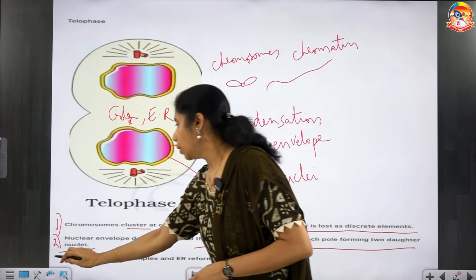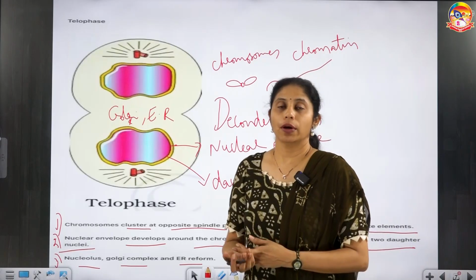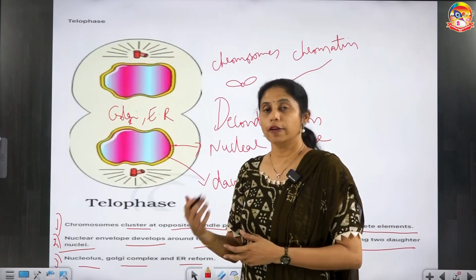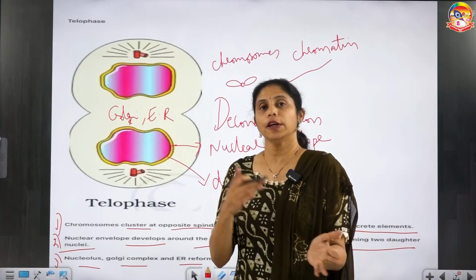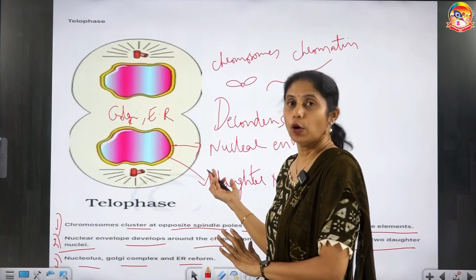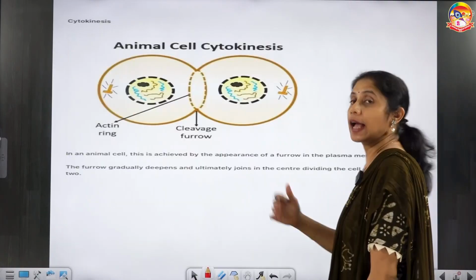Then the nucleolus, Golgi complex and ER are reformed, reappearing here. All these three events are exactly opposite to that of the prophase. So it is exactly opposite. This is the end of the karyokinesis.